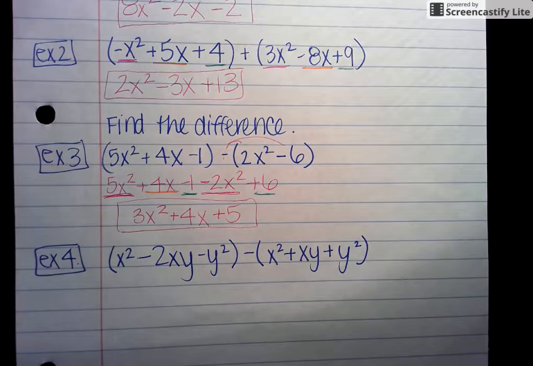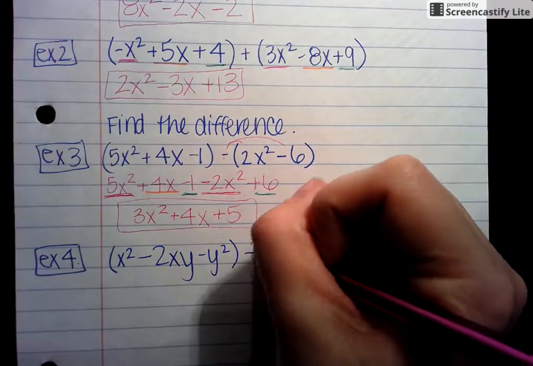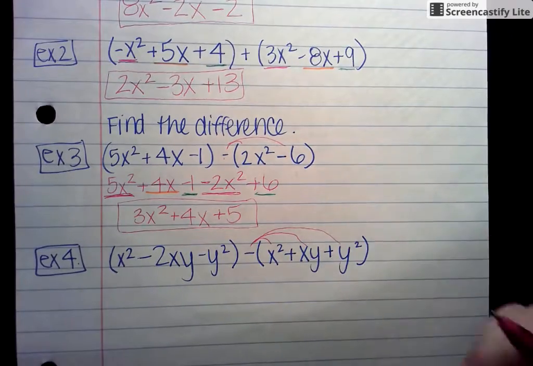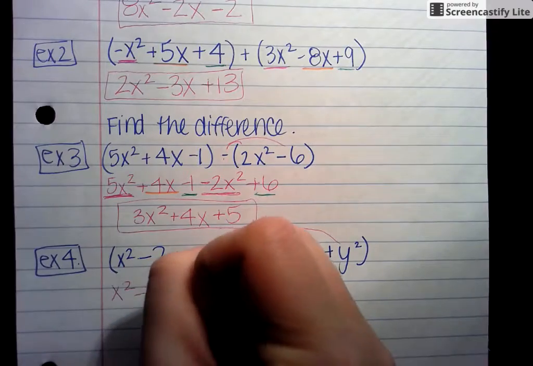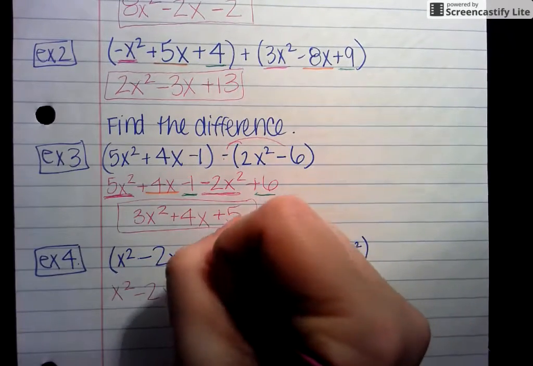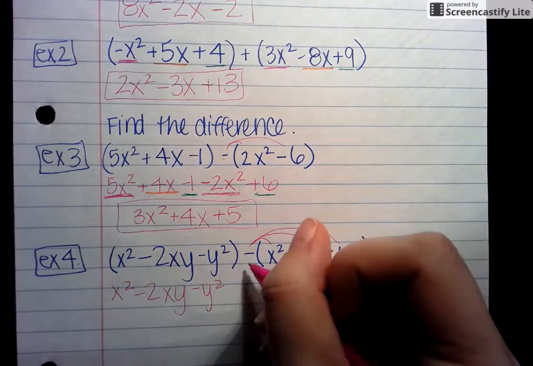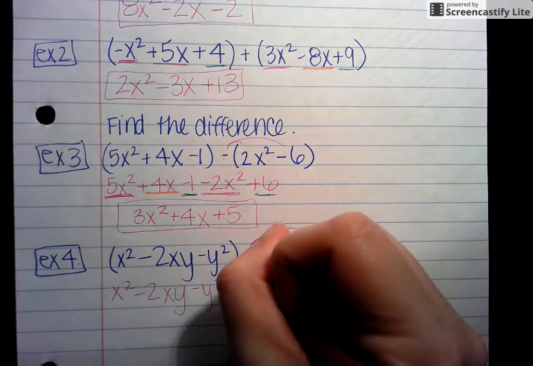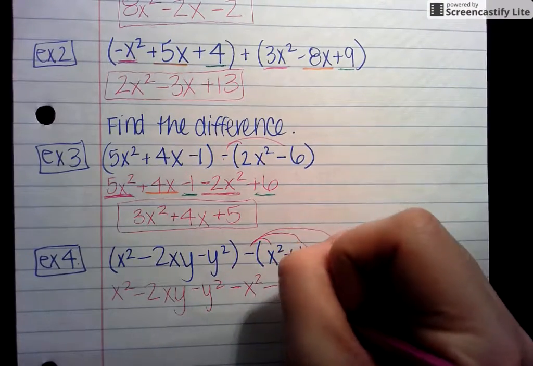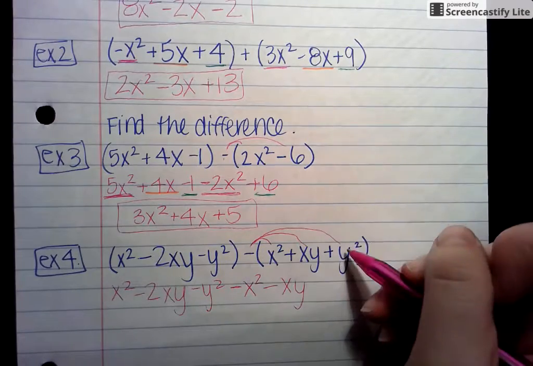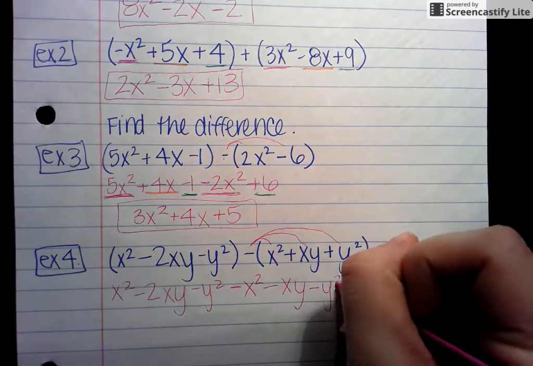My last one, I'm still going to distribute this negative. So I'm going to give that negative to all three terms. So I have x squared minus 2xy minus y squared. And then I'm going to have a negative and a positive. So it's going to be a negative x squared, a negative and a positive, so negative xy, and a negative and a positive, so negative y squared.